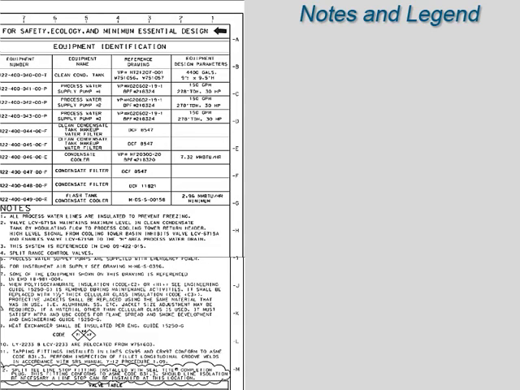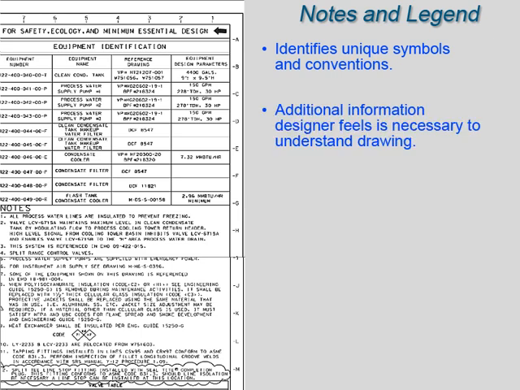Drawings are comprised of symbols and lines that represent components or systems. Although a majority of the symbols and lines are self-explanatory or standard, a few unique symbols and conventions must be explained for each drawing. The Notes and Legends section of a print lists and explains any special symbols and conventions used on the drawing. Also listed is the additional information the designer feels is necessary to understand the drawing. Because of the importance of understanding all of the symbols and conventions used on a drawing, the Notes and Legends section must be reviewed prior to use of the print.